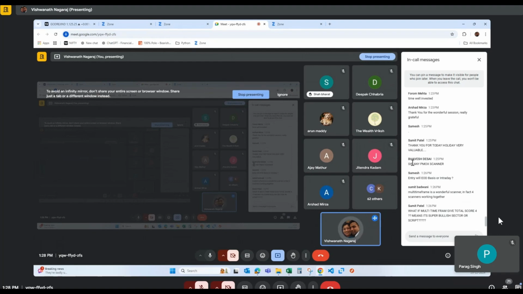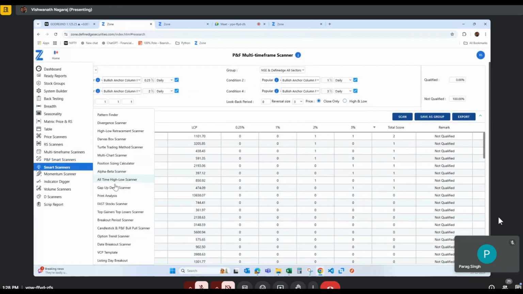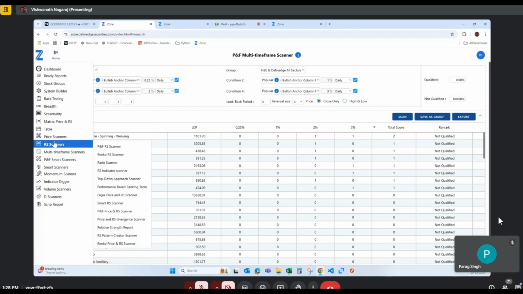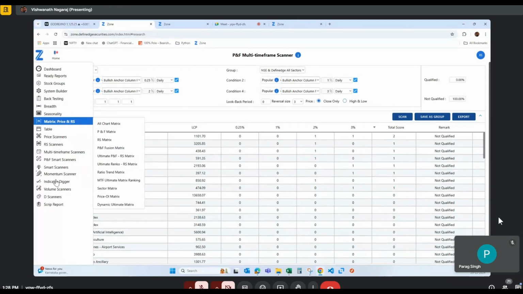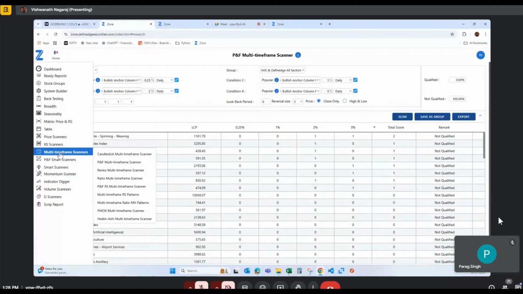Sir, any PMOX scanner? Yes, there is a PMOX scanner for sure. You can look at it in smart. I think somewhere here I've seen it. PMOX. Matrix. No, it's not Matrix. It's in smart scanner only. Multi-time frame. PMOX multi-time frame scanner. Yes, it's here. Thank you.